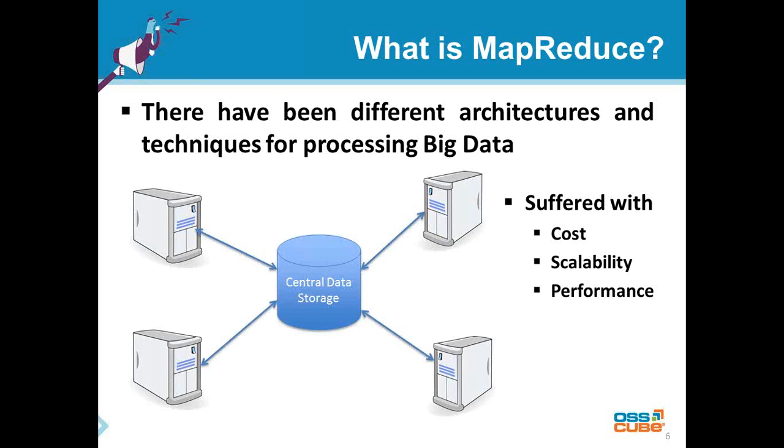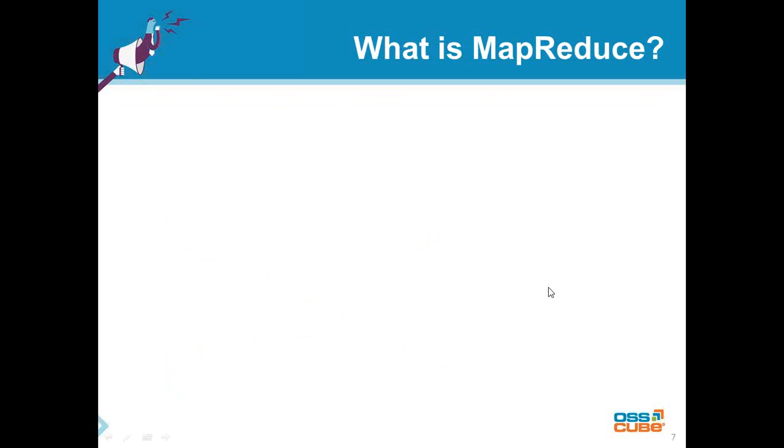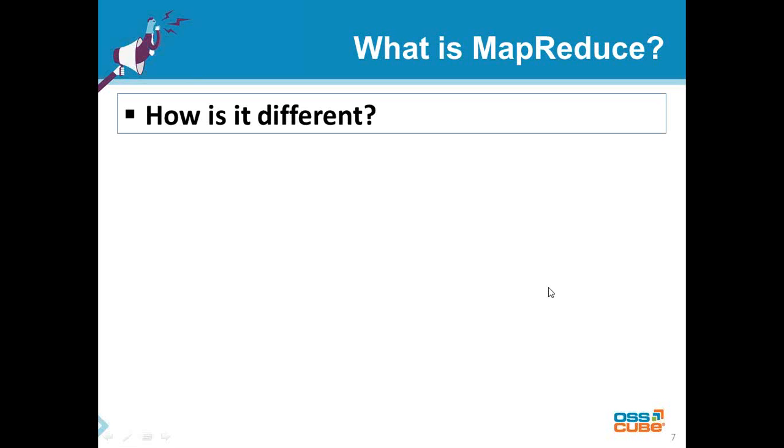So how is MapReduce different, how can it alleviate this situation that is posed by the other architectures that we have seen, the star architecture, the star schema that we have seen on the previous slide. And there are various other architectures similarly to hold big data and process it. So how is MapReduce different from these architectures?